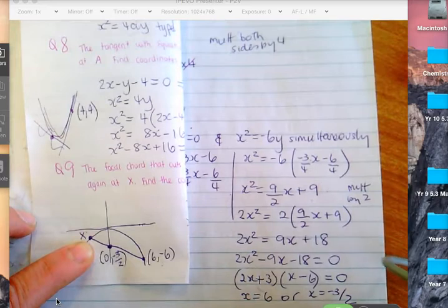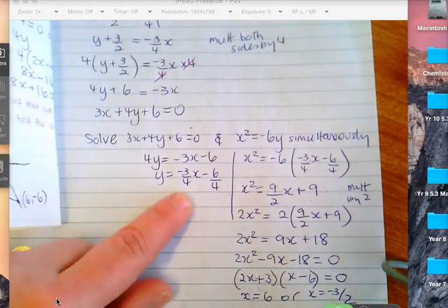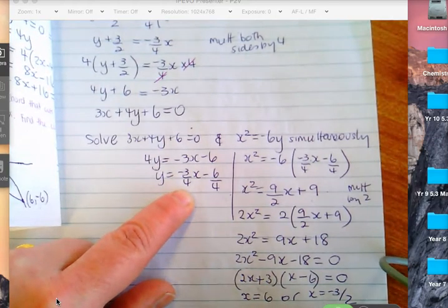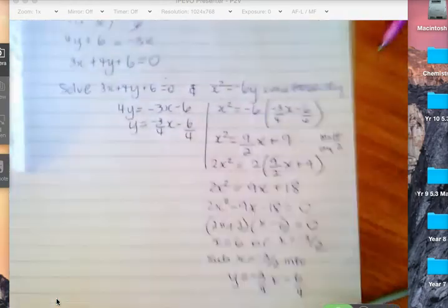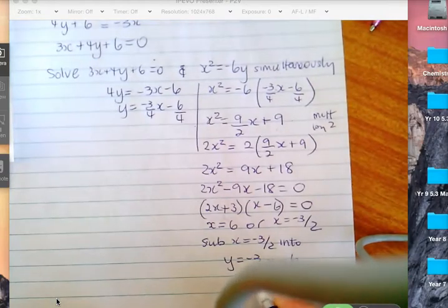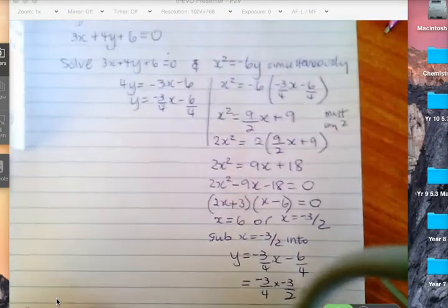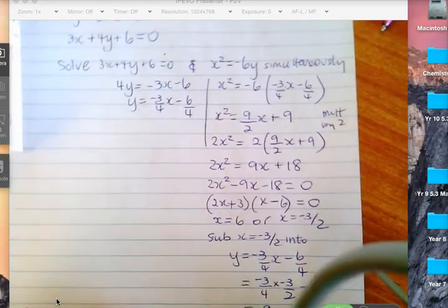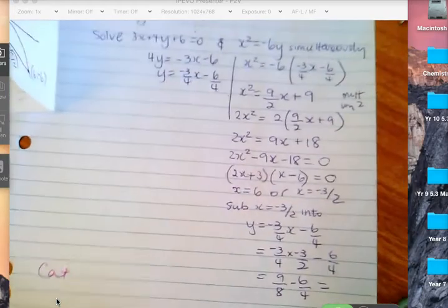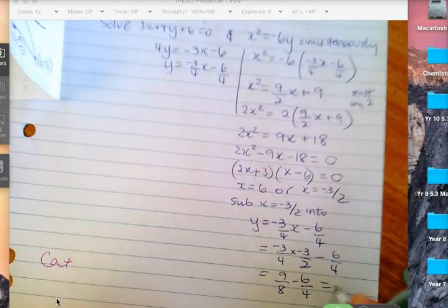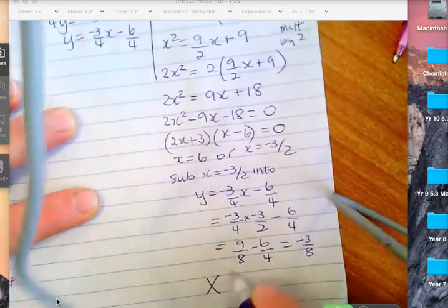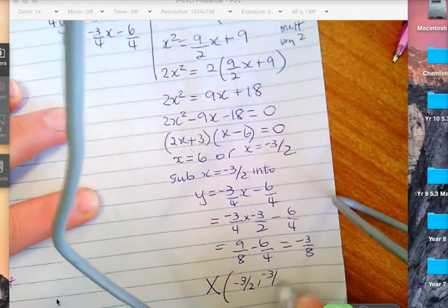So substitute x equals -3 on 2 into one of the equations with y. You might want to do it into this one: y equals -3/4 x minus 6 on 4. It's a big question. You get -3/4 times -3 on 2 minus 6 on 4. What do we get? 9 on 8 minus 6 on 4, which is 9 on 8 minus 12 on 8, which is -3/8. Therefore the coordinates are -3 on 2, -3 on 8.